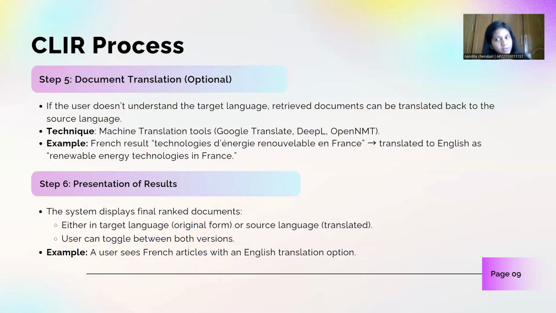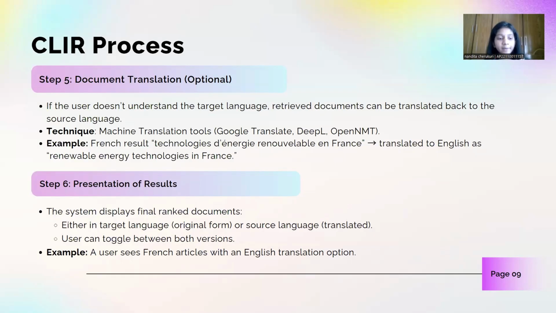And later, the document translation, this is actually optional. If the user doesn't understand the target language, the retrieved documents can be translated back to the user's language for better readability and understanding. Here we can use machine translation tools such as Google Translate, DeepL, and OpenNMT. For example, the French results that you get can be translated back into English for me to understand the meaning better and for better readability.